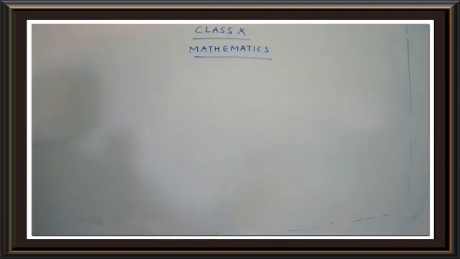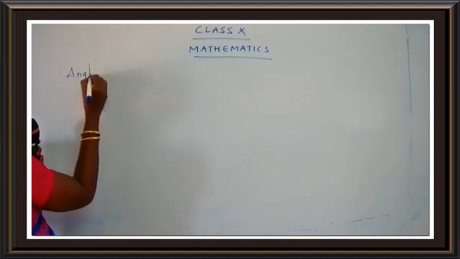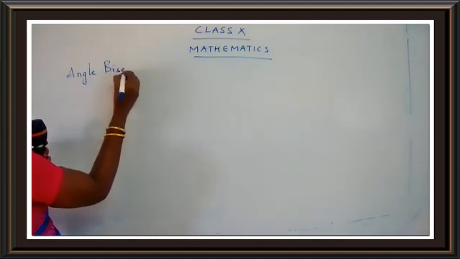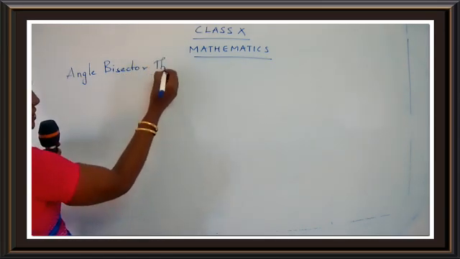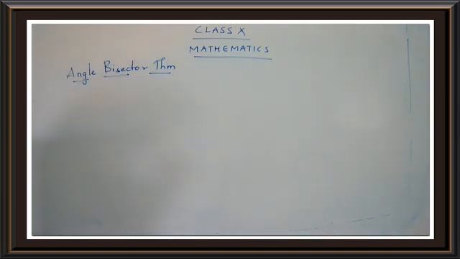Write the heading of the theorem first of all. Give the heading angle bisector theorem. Write neatly, children. So this is the name of the theorem. Okay, so I think this is the third theorem. We have already studied the Thales theorem and also the converse of Thales theorem.